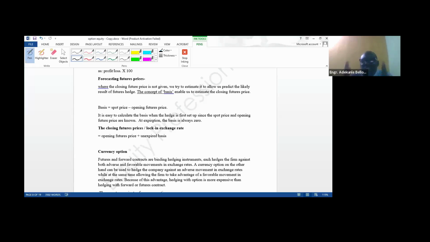Currency option allows a company to protect itself against adverse movement in exchange rates. At the same time, you can take advantage of favorable movement in exchange rates. Because of these benefits, hedging with currency option is more expensive than hedging with other methods.